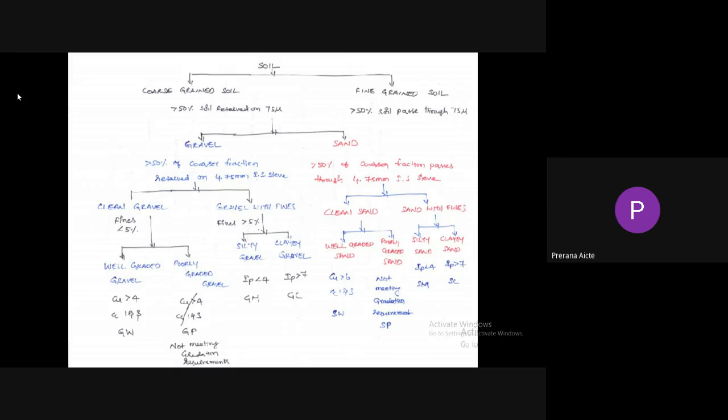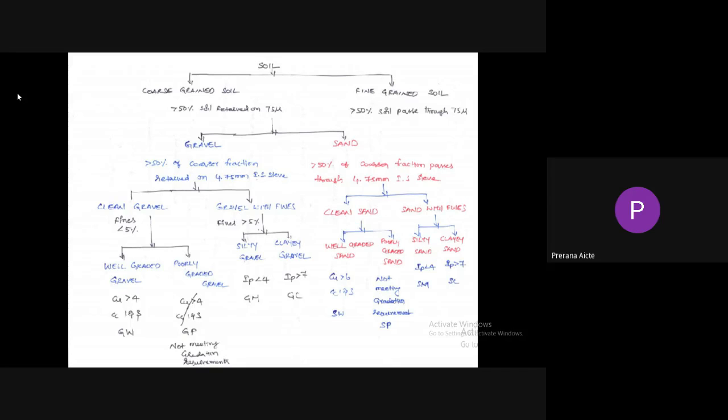If the plasticity index is greater than 7, then the gravel is called clayey gravel. When the plasticity index is greater than 7, the fines are known as clay. So basically it is a gravel, but the gravel is mixed with some percentage of clay. When the plasticity index is less than 4, the gravel is called silty gravel. So we should compare the IP value. So this is about classification of gravel.